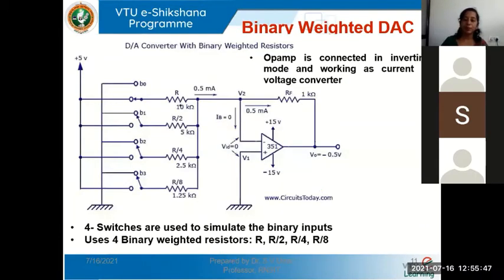As I was telling you, it's the same circuit but shown with 4 resistors here. So this is a D to A converter. I'll say this is a 4-bit D to A converter with binary weighted resistors. Can you see the resistors? The first resistor is R of value 10K. The second resistor is R by 2, so its value will be 10 by 2, 5K. The third resistor is R by 4, 2.5K. The fourth one is R by 8, R by 2 cubed. It will turn out to be 1.25K.